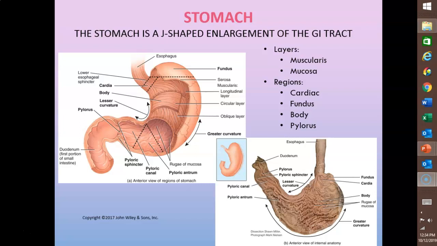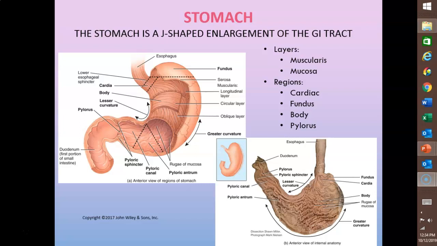The second layer of the stomach is the mucosal layer, which is going to obviously secrete mucus. But in addition to that, it secretes hydrochloric acid, some active and inactive enzymes, and some hormones.